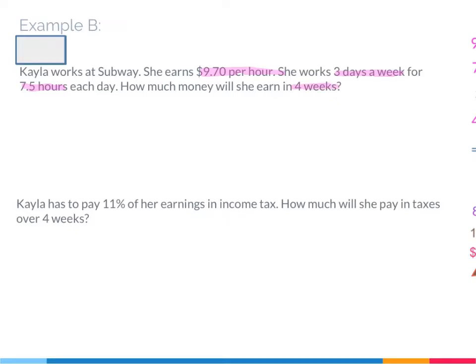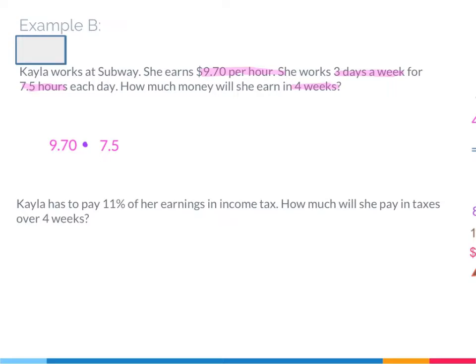So let's start with how much she makes each hour. She makes $9.70. So now, if I know that's how much she makes in 1 hour, I need to figure out how much she makes in 1 day. And since the problem told me that she works for 7.5 hours, I can just take my 9.70 and multiply it times that 7.5 hours. And when I do that, then I'll be able to figure out how much she makes in 1 day.